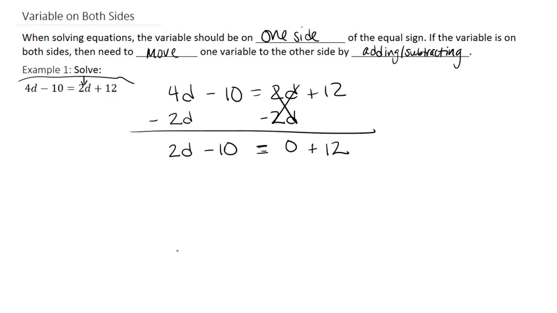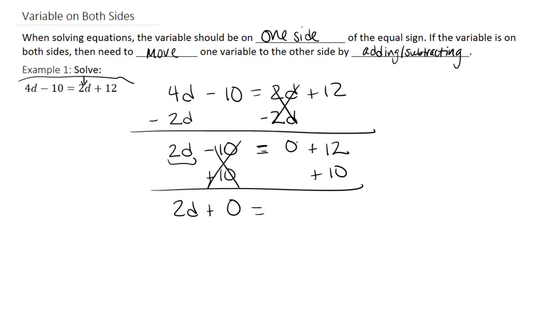Now we need to get the variable by itself. Our next step will be to move this 10 to the other side. Because this is negative, or we're subtracting 10, we're going to add 10 to both sides. This gets rid of it here, and this becomes 0. So now we're left with 2d plus 0. We'll just remove this 0, and we'll just go 12 plus 10, which is 22. Now 2d is equal to 22.